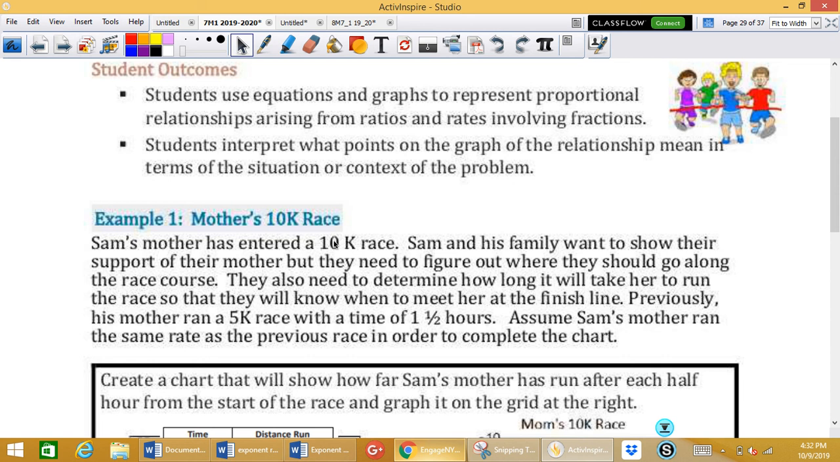Sam's mother has entered a 10K race. Sam and his family want to show their support of their mother, but they need to figure out where they should go along the race course. They also need to determine how long it will take her to run the race so that they will know when to meet her at the finish line. Previously, his mother ran a 5K race with a time of 1.5 hours. Assume Sam's mother ran the same rate as the previous race in order to complete the chart.